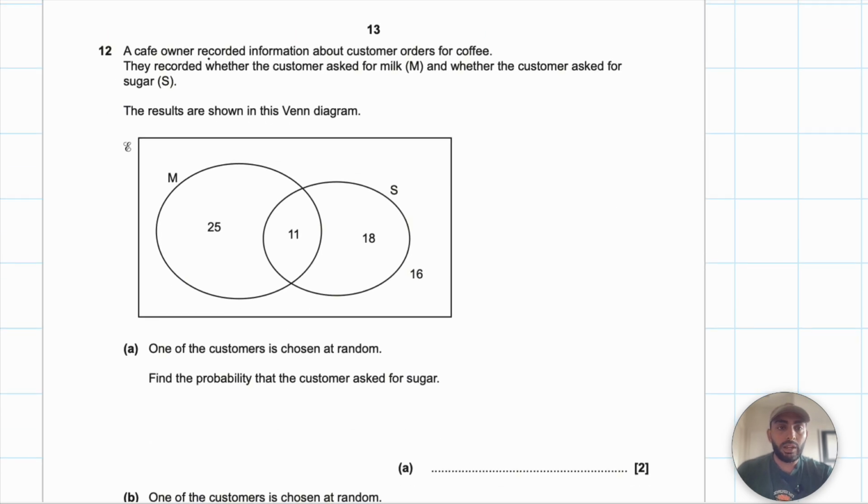Question 12. A cafe owner recorded information about customer orders for coffee. They recorded whether the customer asked for milk and whether the customer asked for sugar. Results are shown in the Venn diagram. One of the customers is chosen at random. Find the probability that the customer asked for sugar.